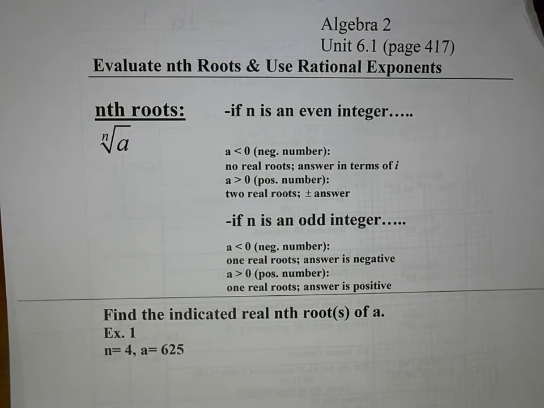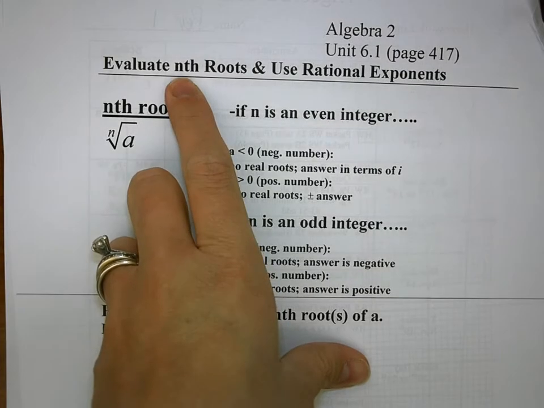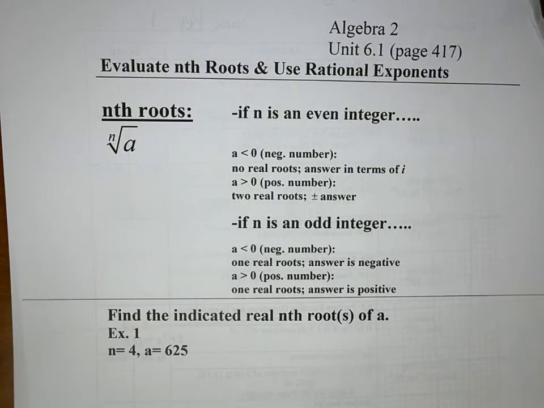Today we're talking about roots, specifically nth roots. What do you think we mean by nth roots? It means that that root could be any number. So last unit we were just doing square roots. Square roots are how many? 2. So in order to pull out a number, there had to be 2 of the same number, correct?